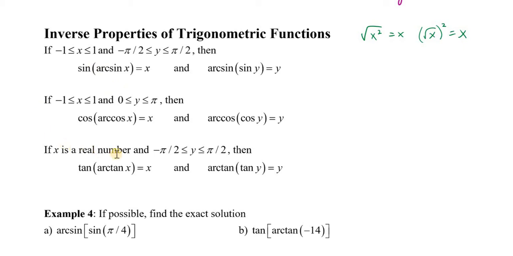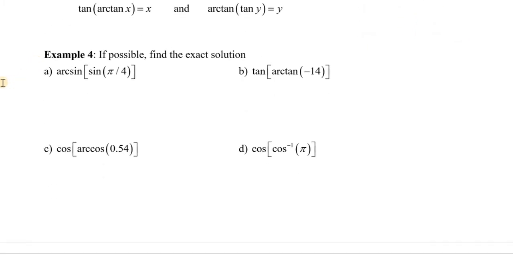All right, so using these rules, let's work through a few of these examples. For example A, they're asking for the arcsine of the sine of pi over 4. So first you need to think to yourself, can you take the sine of pi over 4? You can, and you would get root 2 over 2. Can you then take the arcsine of root 2 over 2? You can, and you would be back at pi over 4.